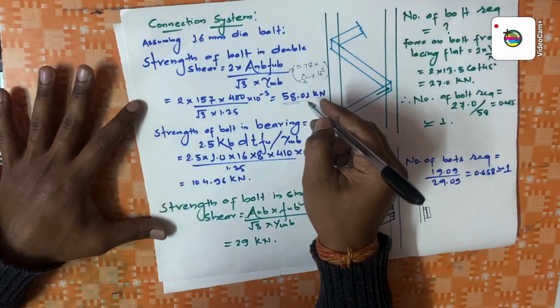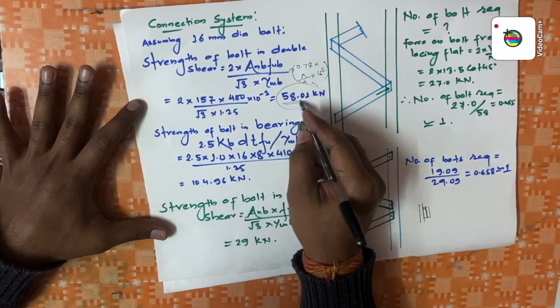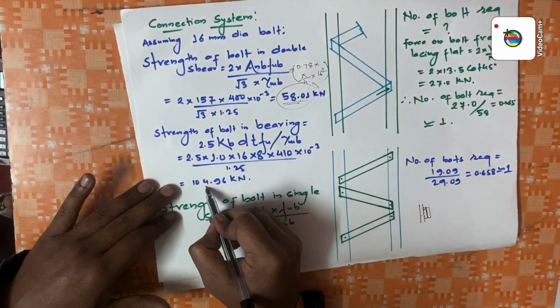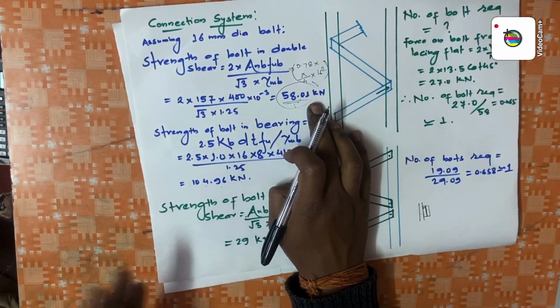So see which one is lesser, you have to compare both of these values. Obviously the strength of bolt in double shear is lesser than this value, so we'll take this value, 58.01 kilonewton, to find out the number of bolts.